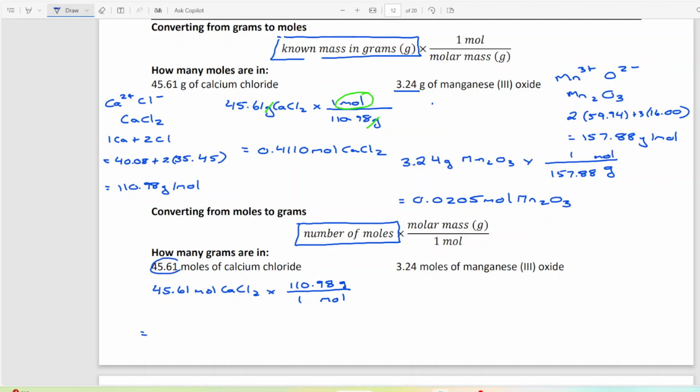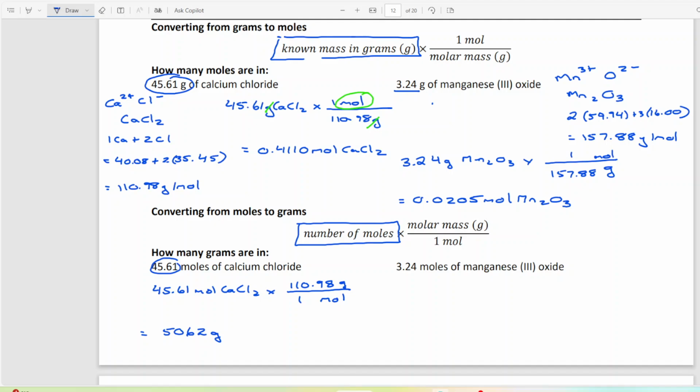So this is a massive mass. I was like, oh, let's just start with the same amount of grams and same amount of moles. And I want to show you the difference. So when you're going from grams to moles, your number gets tiny, right? 45 grams is only 0.4 of a mole, whereas 45.61 moles is actually 5,062 grams, rounded to 4 sig figs. So 45.61 moles of calcium chloride would be 5,062 grams of calcium chloride, which would be a lot.